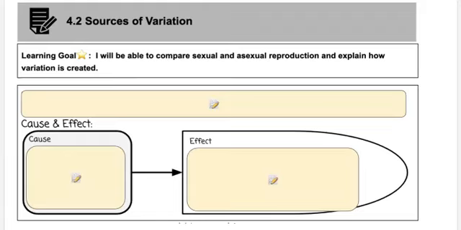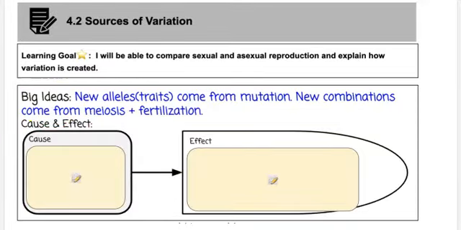Lesson 4.2 Learning Goal. I will be able to compare sexual and asexual reproduction and explain how variation is created. Beginning with our big idea: new alleles or traits come from mutations, and new combinations come from meiosis and the process of fertilization.